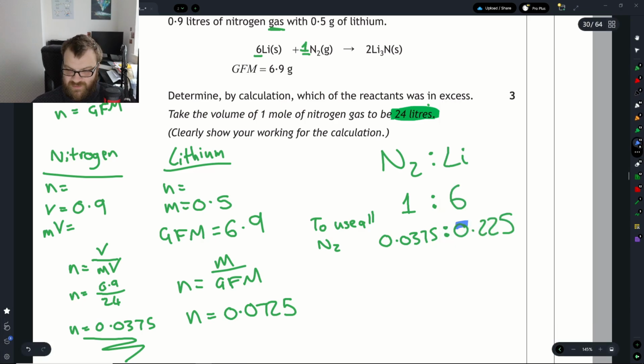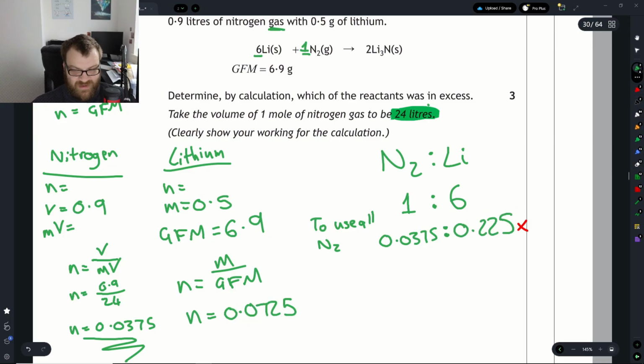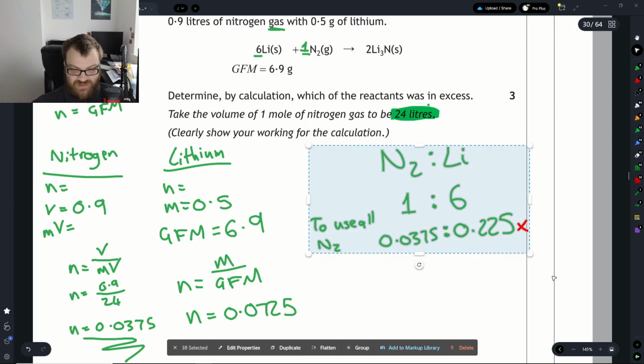If we compare how much lithium we would need with how much lithium we've got, we are unable to make that happen. This means we will not use all of the nitrogen. We do not have enough lithium to make that work. What I would tend to do is go and explore the other possibility, which is to use all our lithium.